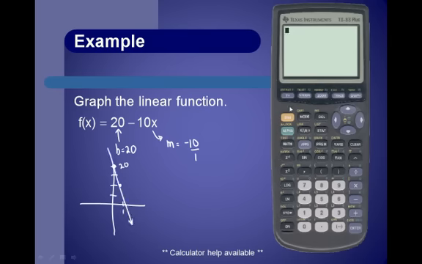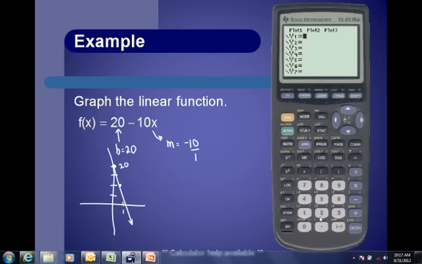Let's check it. Y equals 20 minus 10x. Graph. Now remember, we're on our normal zoom screen, so what we can do is go up here to window. We can leave the x's from negative 10 to 10, so we could change the y min to negative 20 and change the y max to positive 20. When we press graph, then we get the line that looks like what we did on our graph paper.